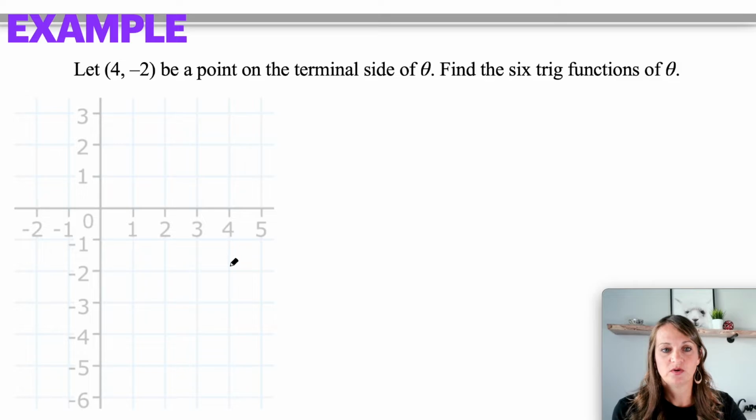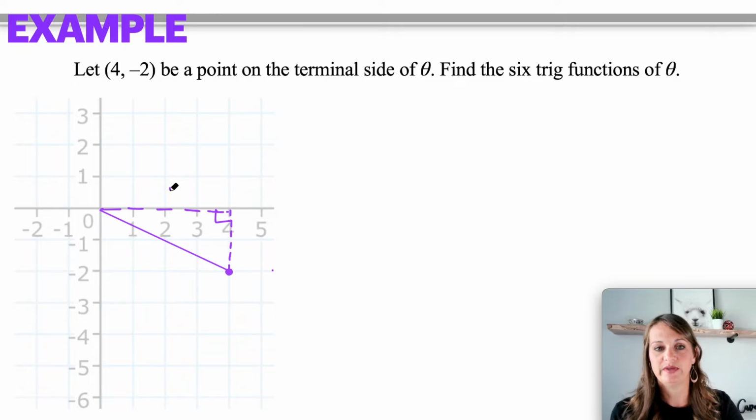Okay, so this is 4, this is -2, so this is the terminal side, and we are drawing a line, which means you create a triangle with the x-axis. Do not draw a triangle using the y-axis. So 4, -2 means I went over 4 and I went down 2.